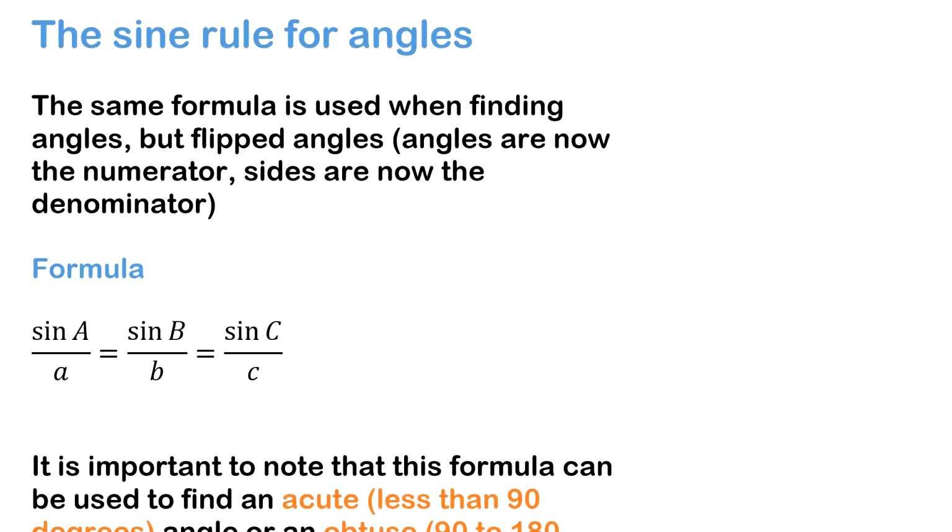Now remember, when you're finding a side, we did originally have this. So as you can see, all we've done is, depending on what we're trying to find, we've flipped it. If you're finding a side, lower cases are on top. If you're finding an angle, capitals are on top.